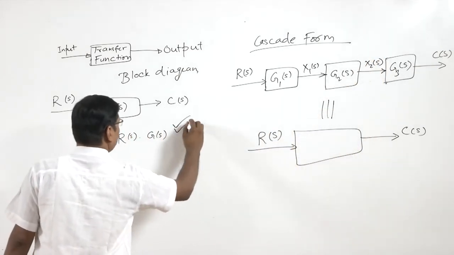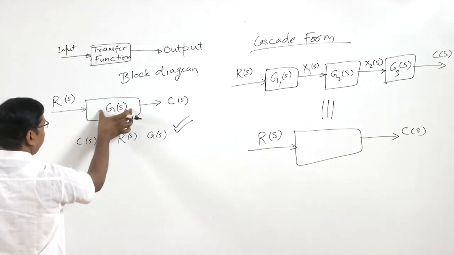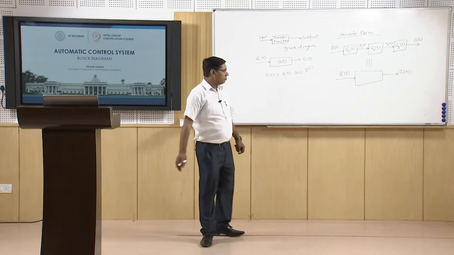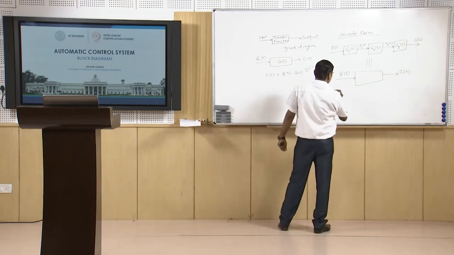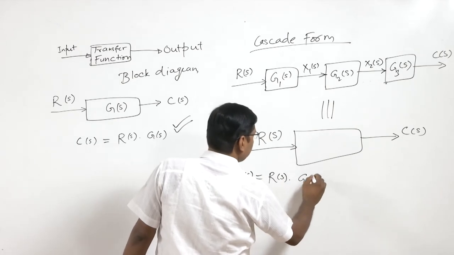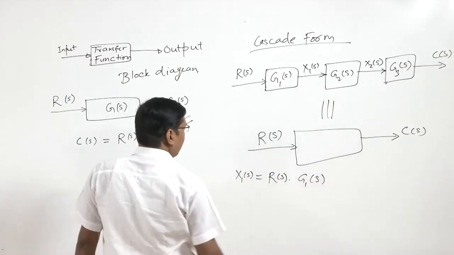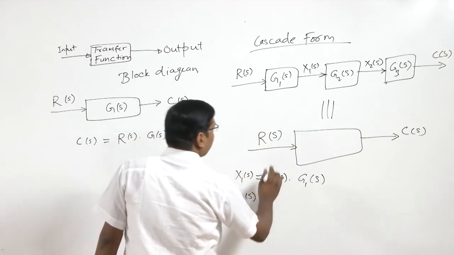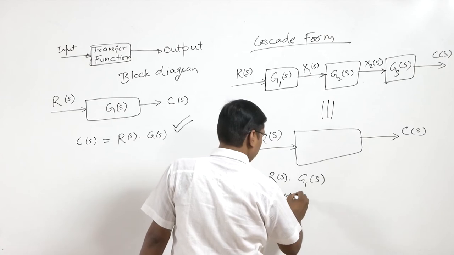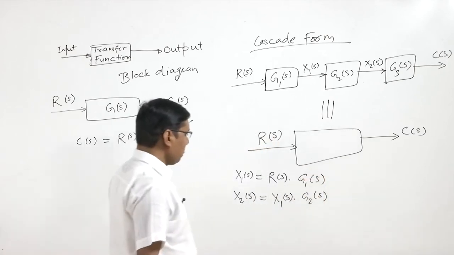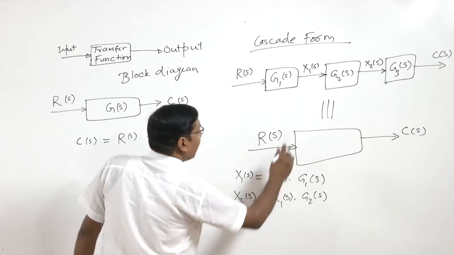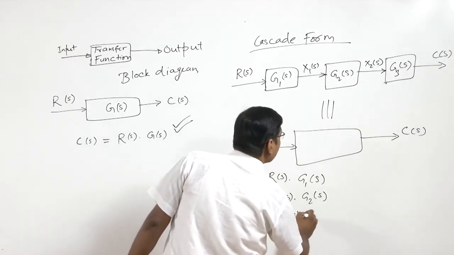So, we apply this rule: if we have input RS and transfer function GS, then output CS can be expressed as RS into GS. So here X1S can be written as RS into G1S, and X2S can be written as X1S, because the input is X1S, into G2S. And CS can be written as X2S into G3S.